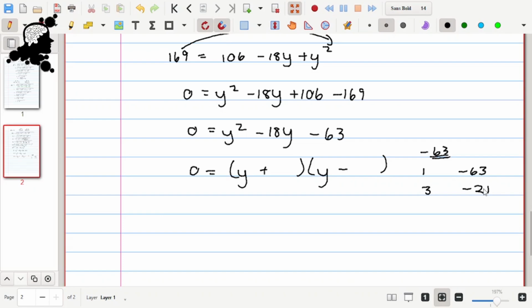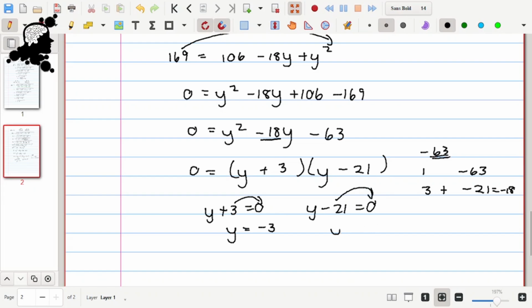Actually, I'm going to stop right here, because if I say 3 plus negative 21, this gives me negative 18, which is the coefficient of the middle term. So let me put in positive 3 and let me put in minus 21. When you get to this point, you take each bracket and you equate it to 0. We take the 3 over, we get y is equal to negative 3. We take minus 21 over, we get y is equal to 21. Perfect. There we are. Life is great.